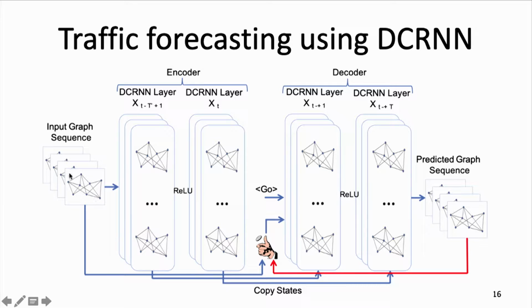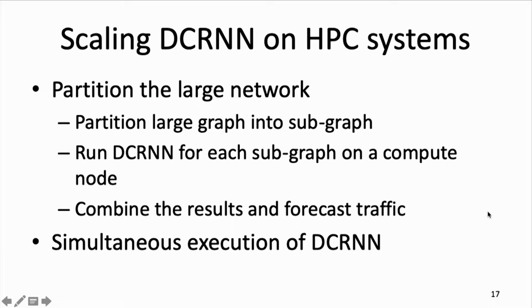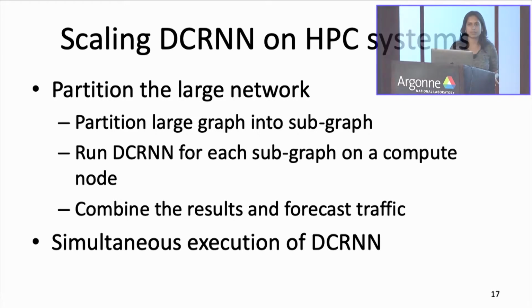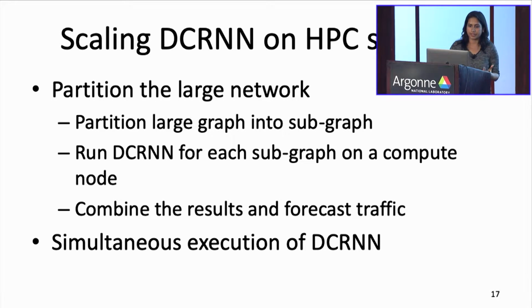So, this is the input graph sequence, this is the encoder and this is the decoder which is doing the prediction. Given this network, we have a very large data set, about 12K locations on whole California. We need to scale it up because a single DCRNN is not able to learn with this data set at a time. So, what is the idea to scale it up?